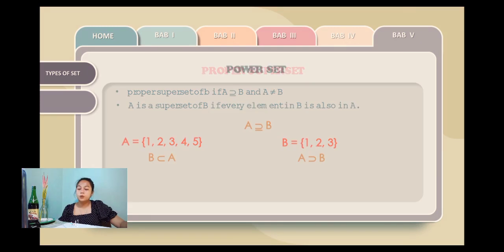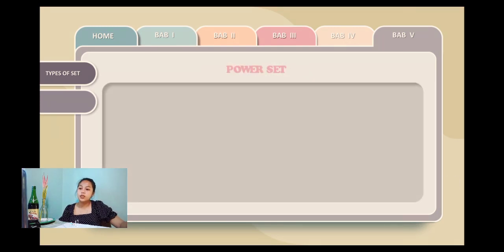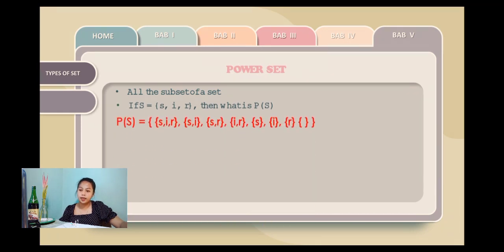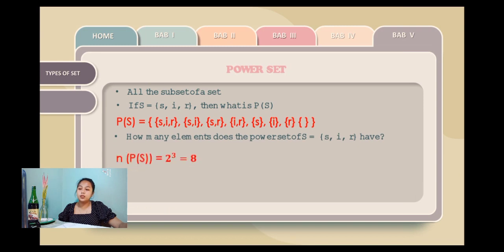So, power set is all the subsets of a set. If S is equal to {1, 2, 3}, then what is the power set of S? So here is the formula that we are going to use to know how many elements the power set has. Since the power set contains all the subsets of a given set, it follows the formula.